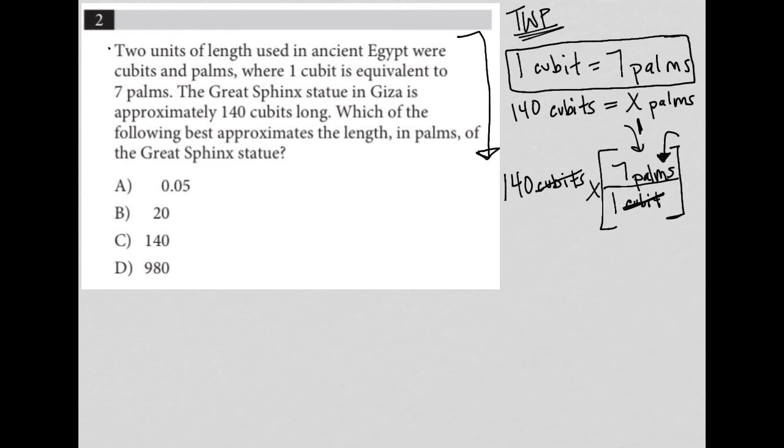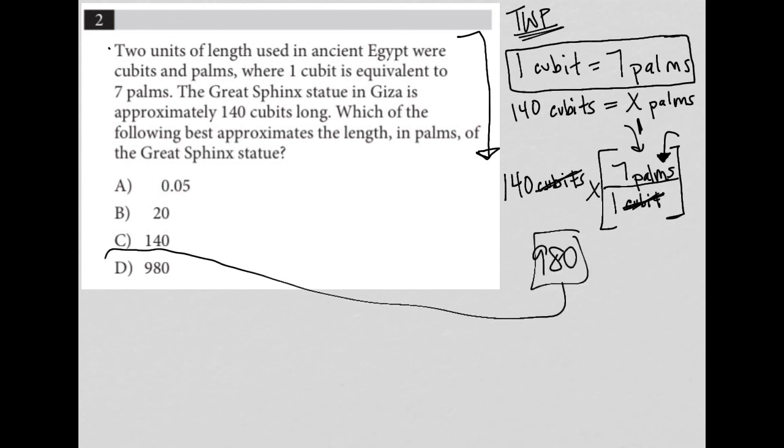So when I multiply this, this allows me to cross my cubits out. I now have palms as my unit here. And all I'm doing is multiplying 140 times 7. And 140 times 7 is 980. And therefore the correct answer here is choice D.